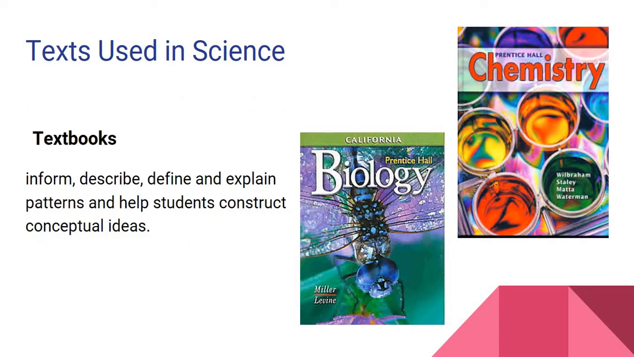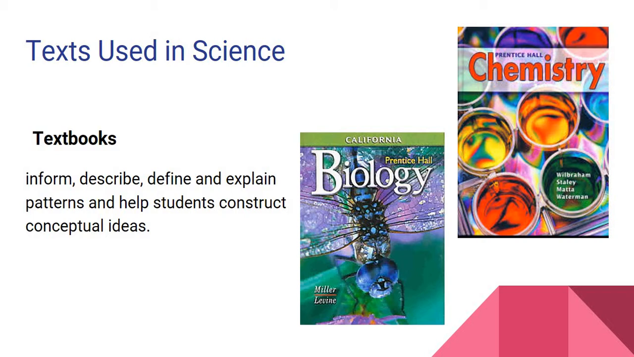The second type of text used in science instruction is textbooks. Textbooks are commonly used for instruction to inform, describe, define, and explain patterns and help students construct conceptual ideas. But they can present some challenges. According to Read Like a Scientist, textbooks contain too much content, they have a complex text structure, they contain a lot of scientific vocabulary and complicated representation. They also may lack relevance to students' lives and prior knowledge. Although some teachers choose not to use textbooks at all, textbooks can provide conceptual ideas in which students can reason and construct new knowledge when read before a lesson.